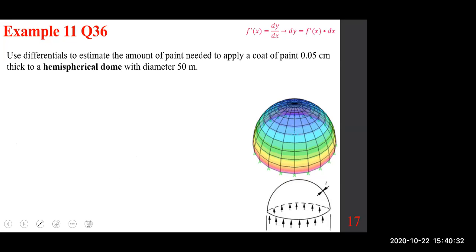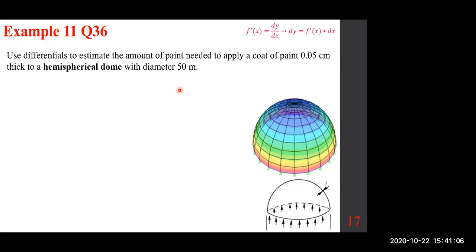We want to use the differentials to estimate the amount of paint needed to apply a coat of paint, which is 0.05 centimeters thick, to a hemispherical dome with a diameter of 50 meters. So first and foremost, R is 50 divided by 2. And then, think about the concept. When you put a coat of paint, you are changing the volume by that much.